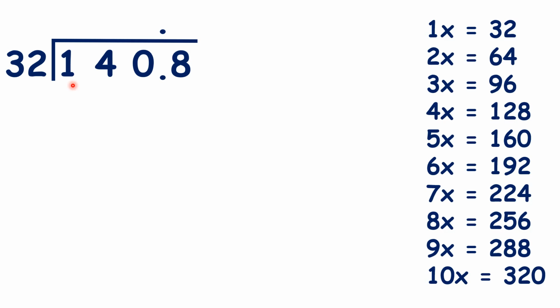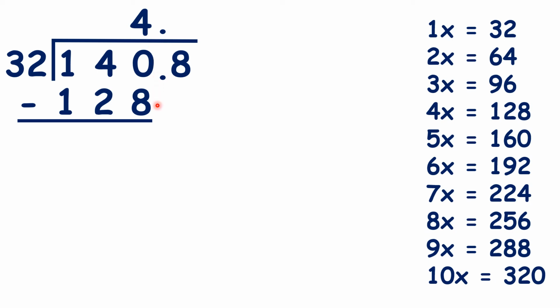If we take the first two digits, we have 14, which is less than 32. So let's take the first three digits all in one go and work out 140 divided by 32. We can see that 4 times 32 is 128. So let's write 128 under the 140 and 4 in our answer.